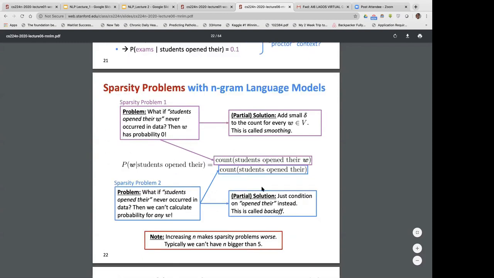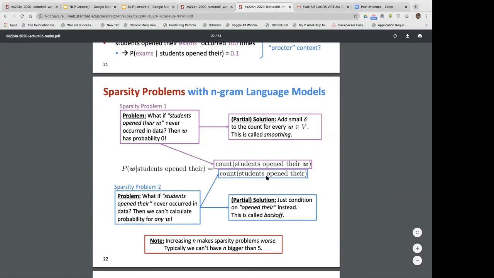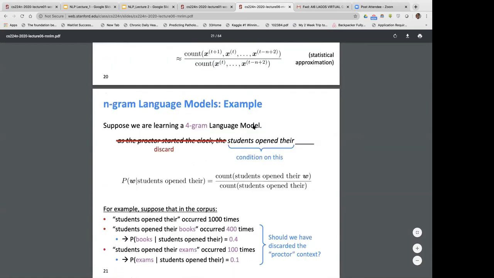So n-gram language models have big problems, like the sparsity problem. The first problem is, what if "students opened their W" never occurred in your data at all? Here W means any word that your particular n-gram has occurred with in your text data. So let's understand something: once you build your language model, you can use it for different things.